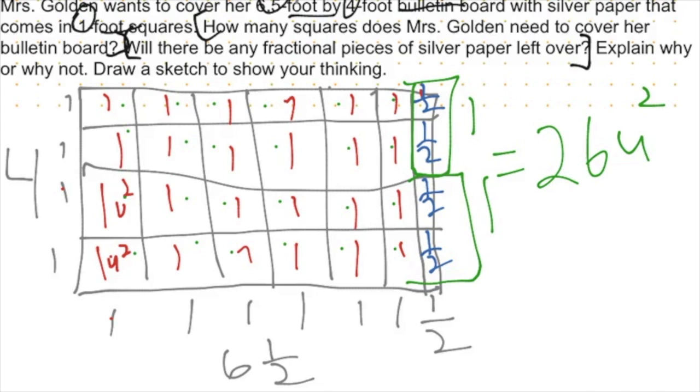So how many squares does Mrs. Golden need to cover her bulletin board? How many squares is she going to need? So our answer will be in how many squares? 26 squares. Then next question is, will there be any fractional pieces of silver paper left over? Explain why or why not. Now that is a question I want to hear discussed during office hours. Ready? Let's move on.